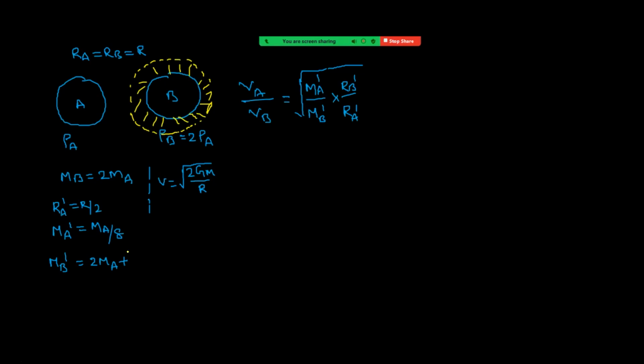Okay. So 2 MA plus 7 by 8 MA. So total mass is 2, 8, 16, 16 plus 7, 23. So 23 by 8 MA. So we got masses of MA dash and MB dash. Okay. We got those values. Now we have to focus on RA dash, that is R by 2. So if we know RB dash, then we can calculate what this value is. Okay. Now to find that RB dash, see what we can do here.